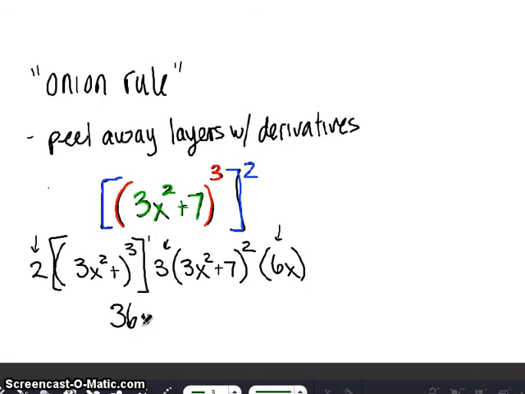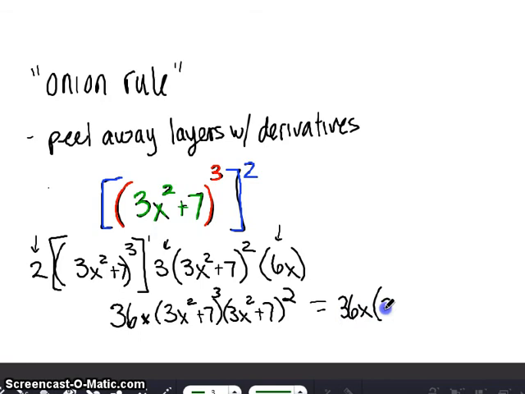and then we can just put, oops, I forgot my 7, sorry. We have a 3x squared plus 7 to the third, and a 3x squared plus 7 squared. So if you wanted to take it even farther, we could say 36x times 3x squared plus 7 to the 5th power. But the idea is we want to peel away one layer at a time, take one derivative at a time, and that is our chain rule.